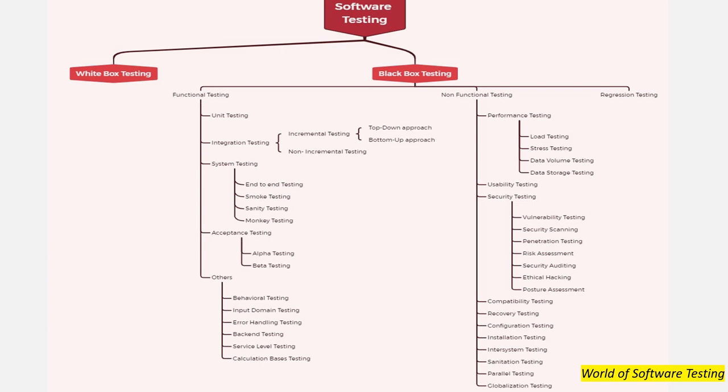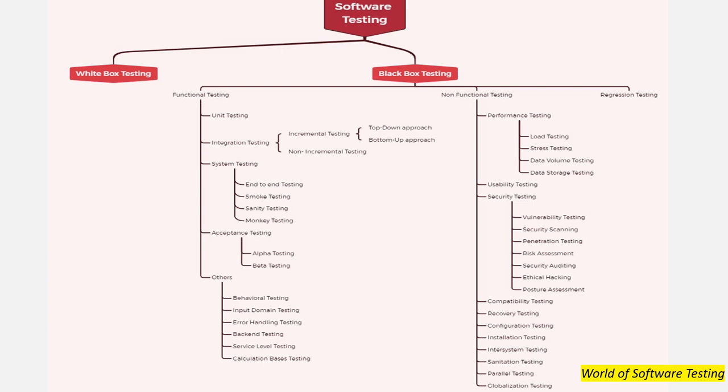These are further categorized into white box testing and black box testing. White box testing is also called WBT, or clear box testing, and black box testing is also called BBT. We are mainly focusing on black box testing. This is primarily divided into functional testing, non-functional testing, and regression testing.